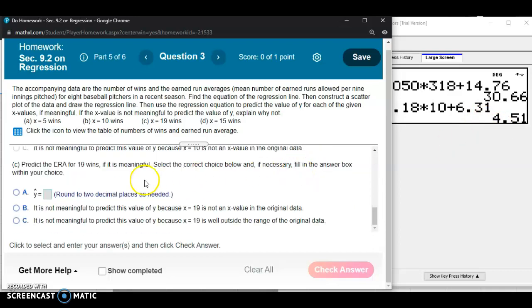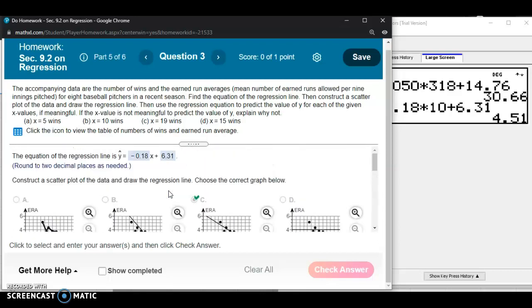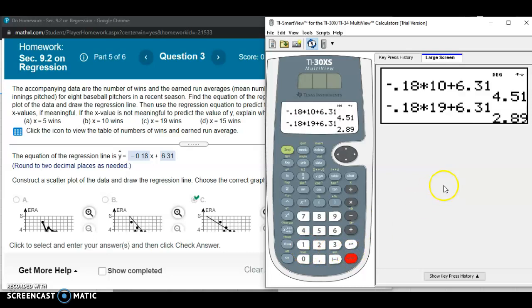All right, part C says predict the ERA for 19 wins if it is meaningful, and then select the correct answer choice. So 19 wins is definitely within the range of our data set, so it's between the smallest and largest x values. So we're going to plug those into our regression equation. Negative 0.18 multiplied by 19 plus 6.31. And we see that we get a lower earned run average, so 2.89.